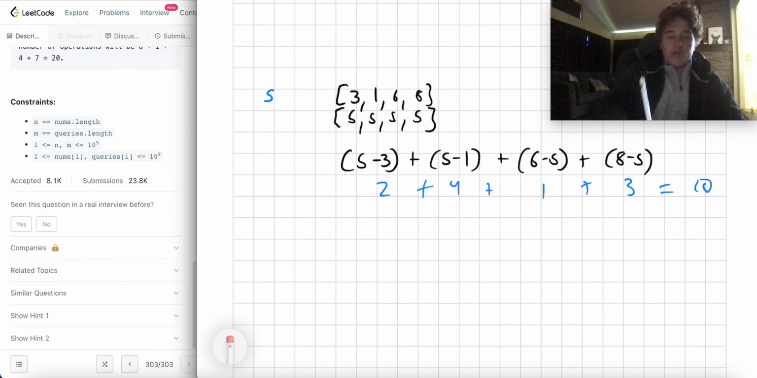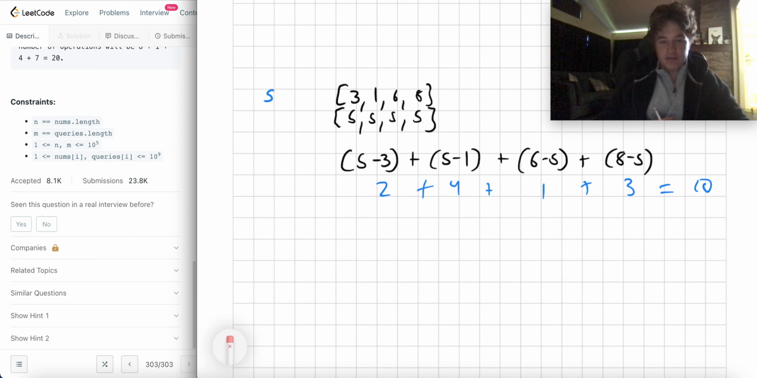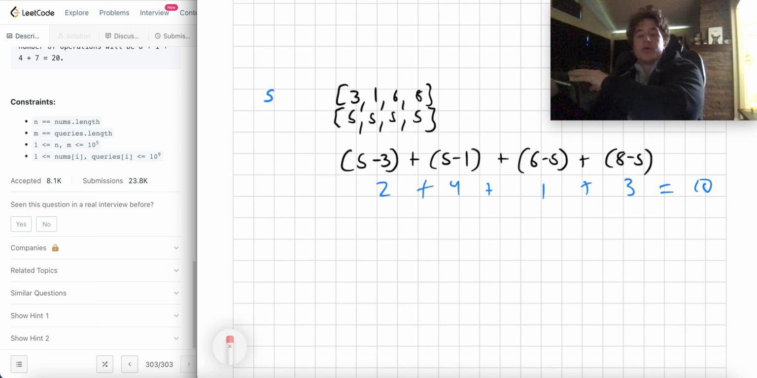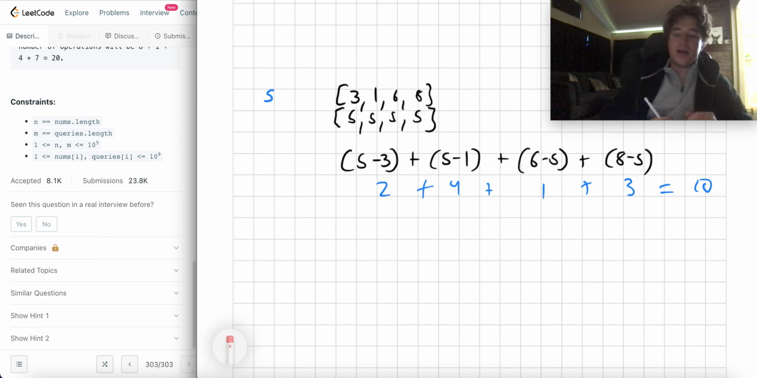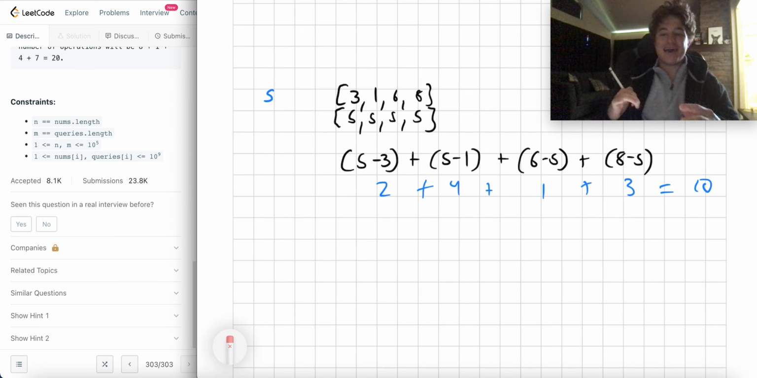Here, the 3 doesn't get decremented to 1. It gets incremented to 5, right? So the difference is the difference between 3 and 5. It's the absolute difference that we're trying to find, right? How far is the query value from the number in nums? Since we're trying to find that delta, we don't want negative values. We want the absolute difference to determine how many operations we need to do.